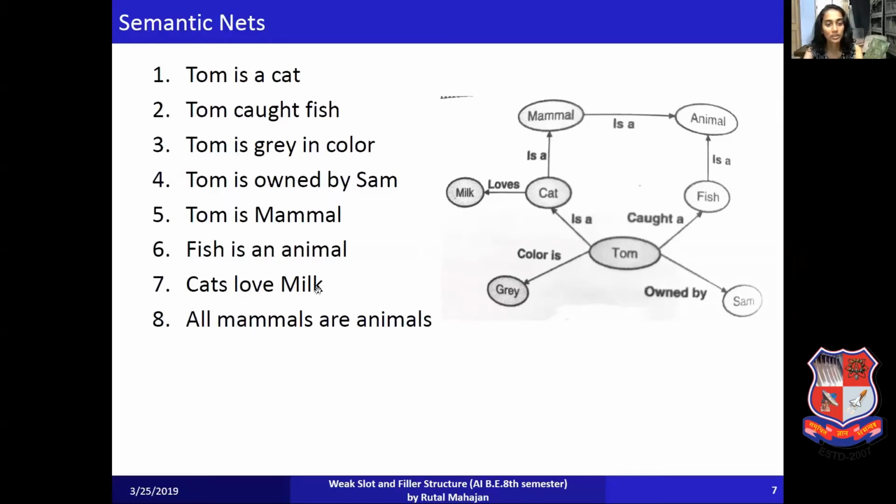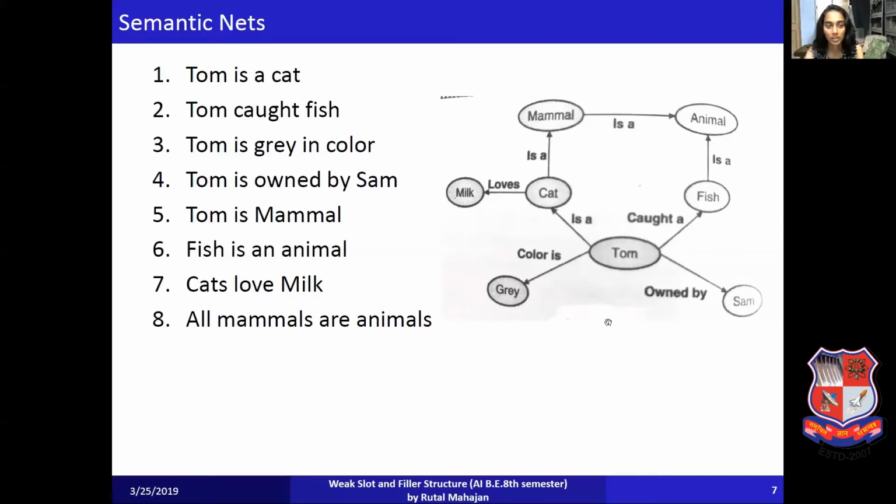Cats love milk. Cat loves milk. Cat and milk are related with loves relationship. Okay, all mammals are animals. Any mammal is an animal. This is how we can represent the semantic net for all these sentences. Means all the sentences are stored in the form of this graphical representation.